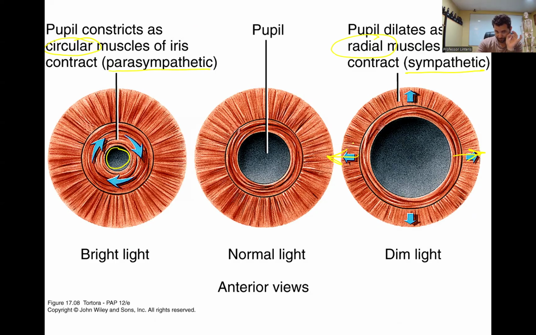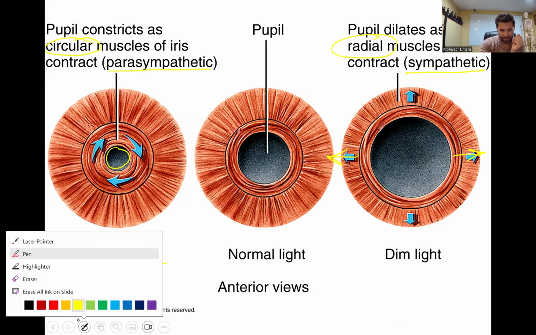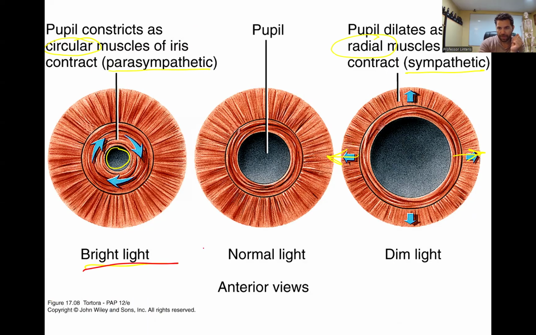Super bright, right? Dilate. Again, not the best color, but it's all good. Dim light, we're going to die. Sorry, super bright light, we're going to constrict. Super bright light, circular muscles. Dim light, dilation, more light coming in, radial muscles.